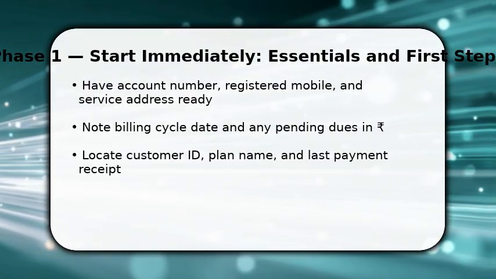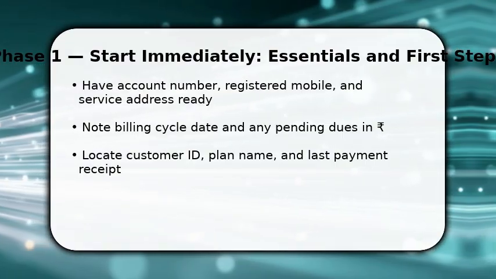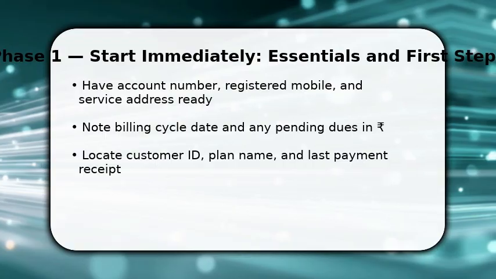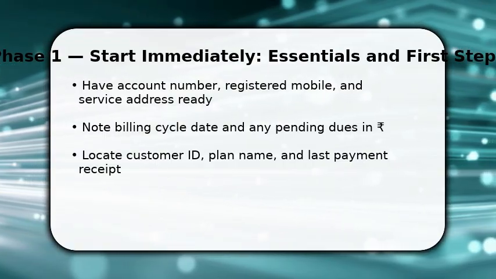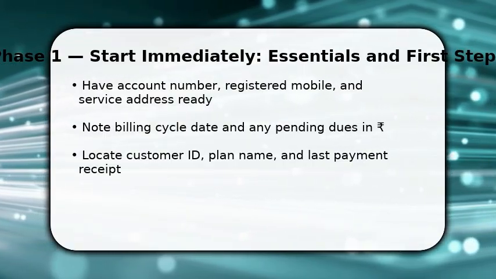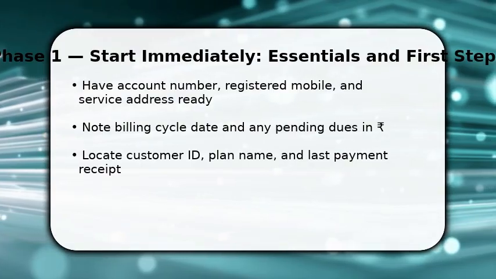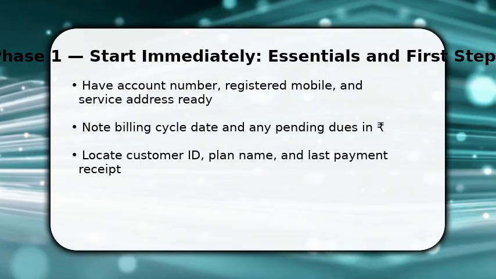You start by gathering essentials: your account number, the registered mobile, and the exact service address. This saves time when you call. Once done, check your billing cycle date and any pending dues in rupees so there are no surprises. Make sure to have the customer ID, plan name, and last payment receipt at hand. These 3 items speed verification.